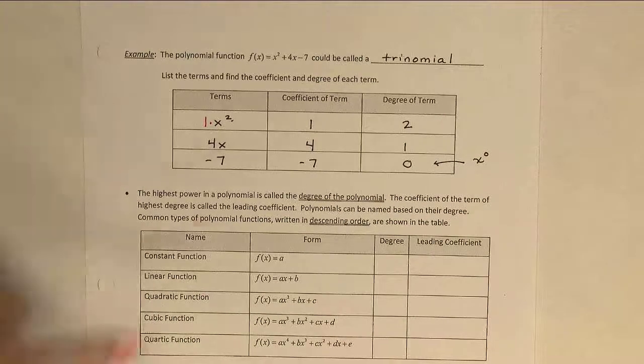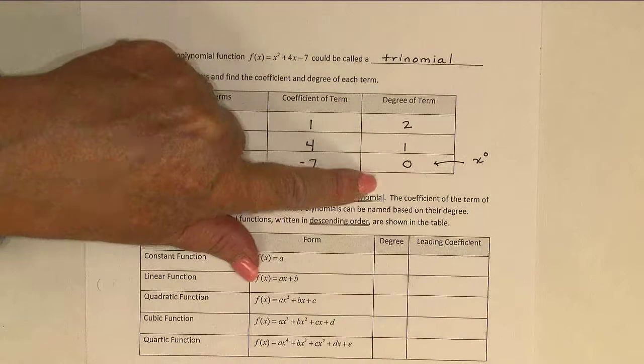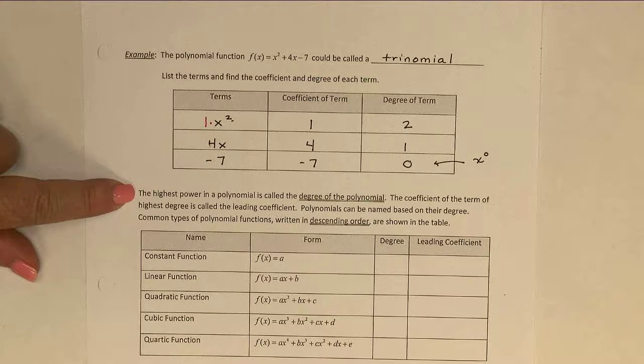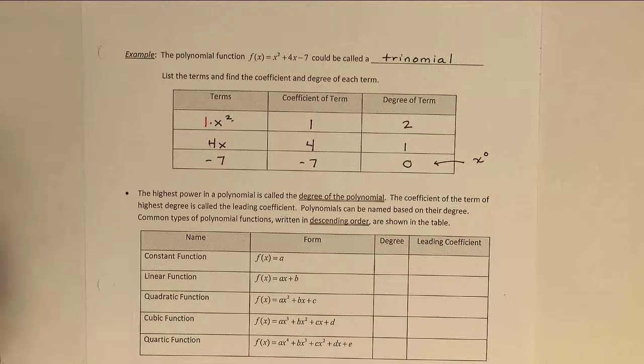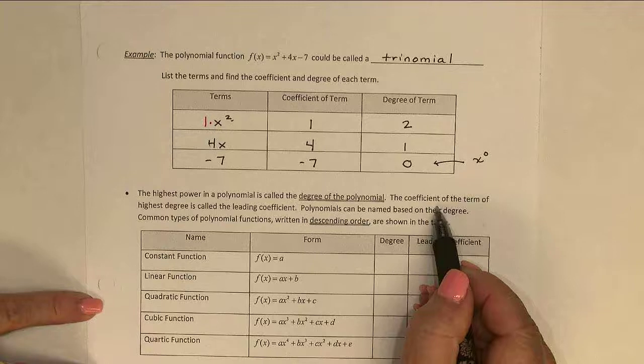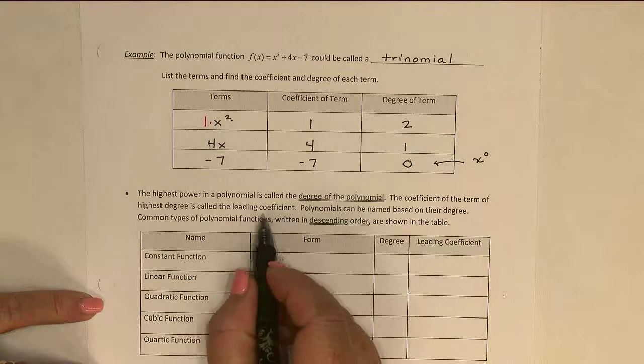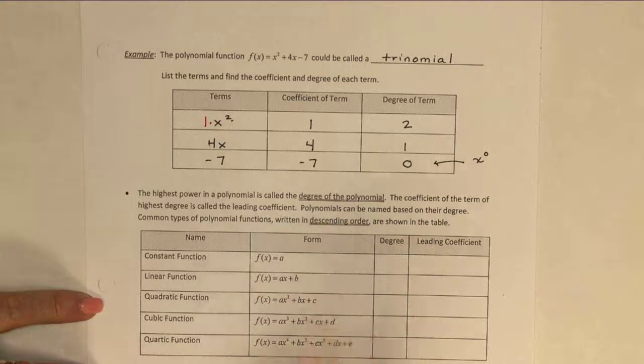All right, in addition to defining the degree of each term, we can also define the degree of the entire polynomial, which is simply the highest power in the polynomial. The coefficient of whichever term has that highest power is called the leading coefficient. Polynomials can be named based on their degree as well as on the number of terms they have. And we've got a few examples of common polynomial types here.